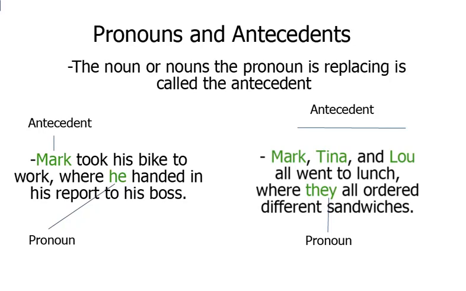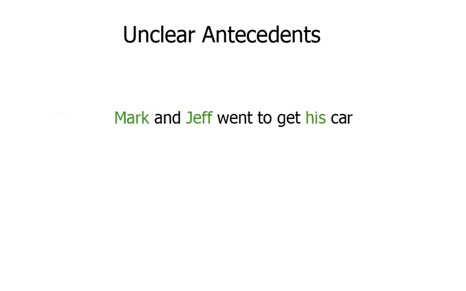It is very important that in a sentence with more than one possible antecedent, the pronoun is clearly referring to only one noun. For example, in the sentence, Mark and Jeff went to get his car, it is unclear which of them owns the car in question because his could refer to either of them. You will want to avoid confusion like this in your own writing.